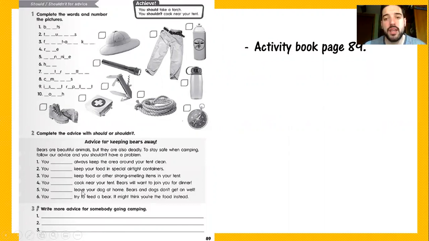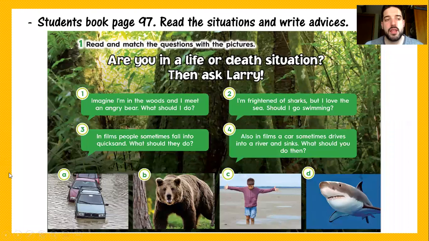Okay, so easy. Then, student's book, page 97, you have to read the situations and write advices. Okay, you don't need to match it to the picture. You just have to read and give advices. For example, number 1, imagine I'm in the woods and I meet an angry bear. Wow, what should I do? So you should just write an advice. You do it for number 1, 2, 3, and 4.